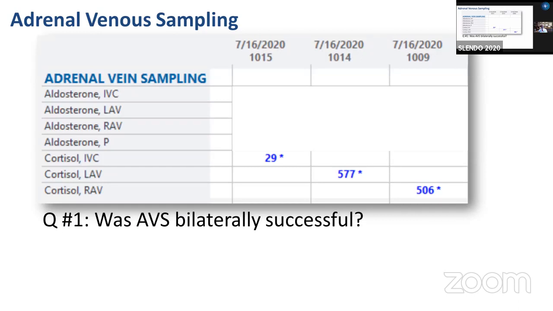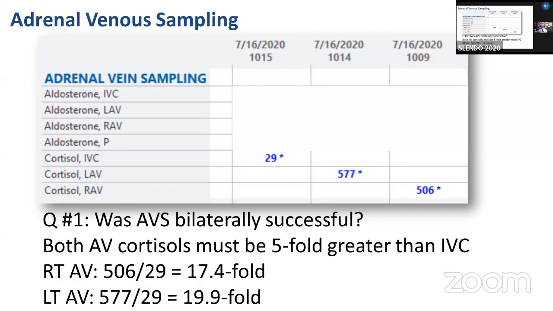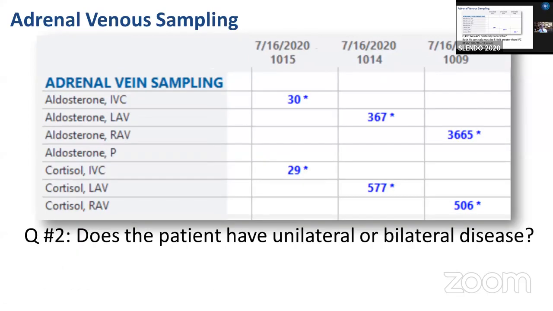First thing I always ask, was adrenal vein sampling successful? Did our radiologist successfully get in both adrenal veins? So you divide the right adrenal cortisol of 506 by the IVC of 29, and you get a relationship of 17.4. We want to see the adrenal vein cortisol at least 5 times higher than in the IVC. And usually it's nowhere near 5 times. It's like this. It's 17 times higher on the right, 20 times higher on the left. So the answer is yes. Successfully got in both adrenal veins.